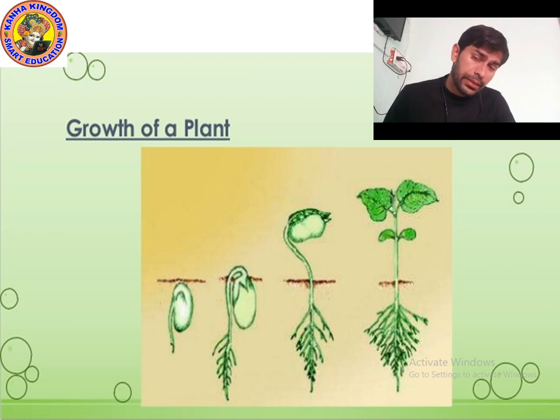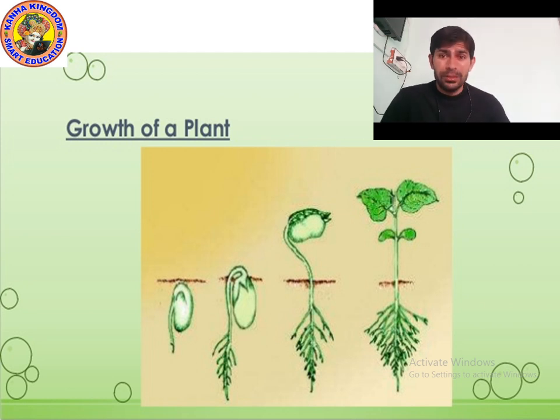when we put the seed into the soil, then we start giving water, we give manure. We dig a small pit, we put the seed in it, we give manure, water. Then after some days, within a week, you will see small plants, which is actually known as a seedling.